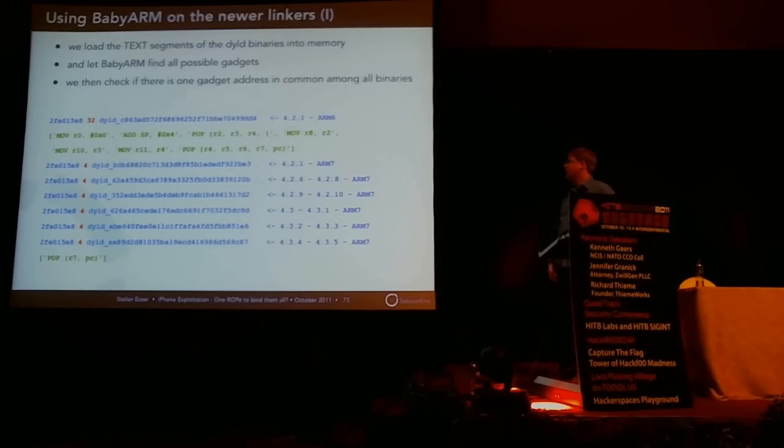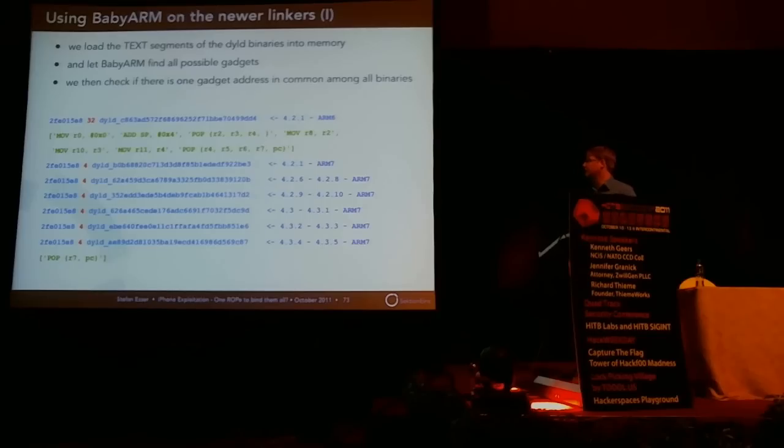So when you actually ask baby ARM to find something, you will see it finds, in each of the 7 binaries, a gadget at the specific 2FE015E8 address. And you can also see what kind of gadget is found. First something complicated, and in the end just a POP R7 and PC. And you can also see in red what the address of the program counter on the stack is.